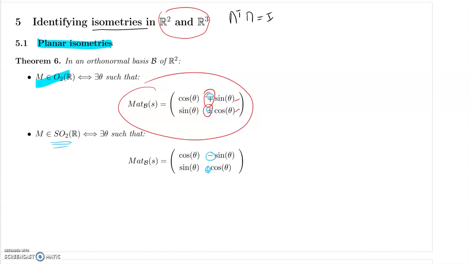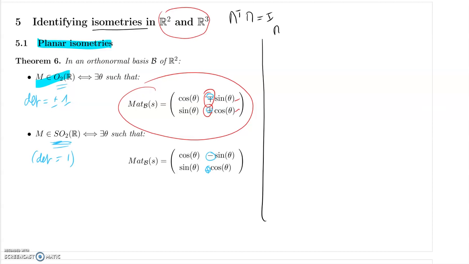I remind you, O2 is the set of orthogonal matrices in dimension 2, and the special ones, SO2, are the ones that are called direct, and they correspond to a determinant equal to 1. Here the determinant is equal to plus or minus 1. That's not enough to make an orthogonal matrix or an isometry, but that's one of the properties we have. So let's show why this is true.